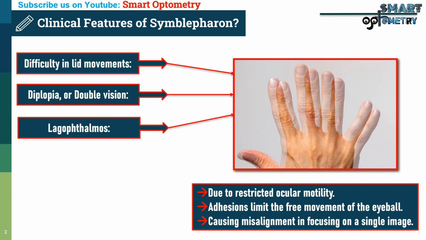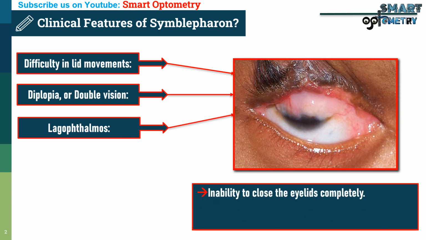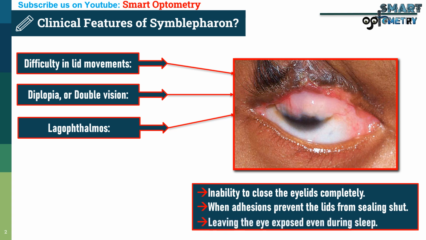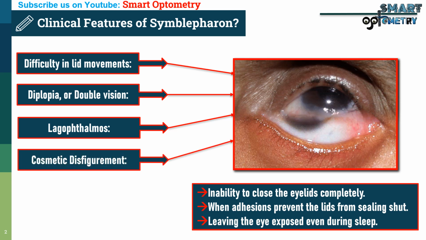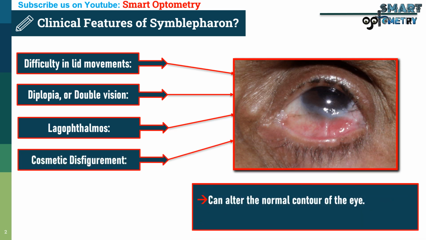3. Lagophthalmos. Lagophthalmos is the inability to close the eyelids completely. This occurs when adhesions prevent the lids from sealing shut, leaving the eye exposed even during sleep. 4. Cosmetic disfigurement. The adhesions can alter the normal contour and symmetry of the eye, impacting the patient's appearance and self-esteem.